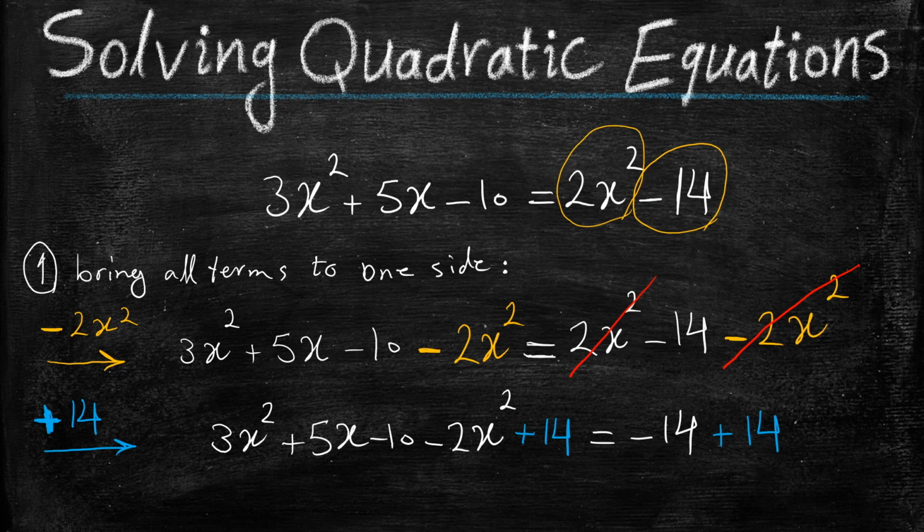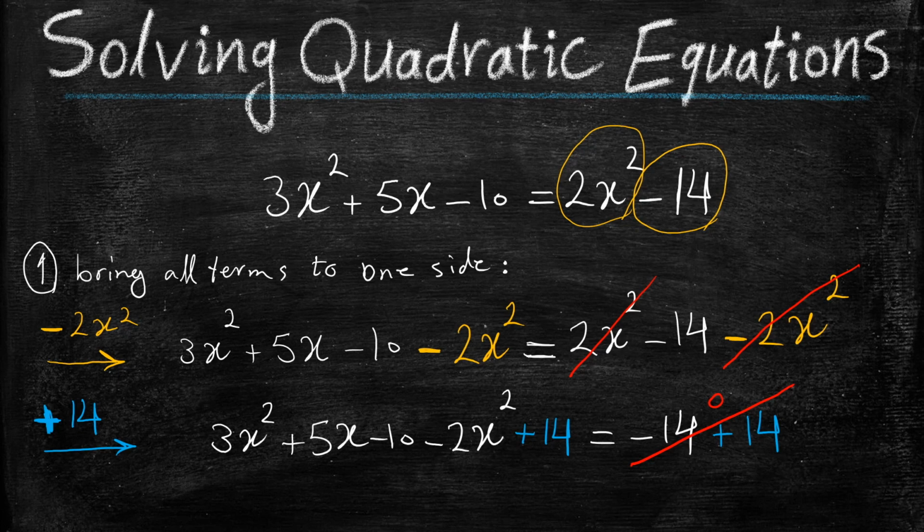You have to remember, whatever you do to the left hand side, you also do to the right hand side to maintain the balance, to maintain the equation. So now the benefit is that minus 14 plus 14 gets cancelled. Now the right hand side is just 0. Everything was moved to the left hand side. Now the right hand side is just one big 0. So step 1 is completed.